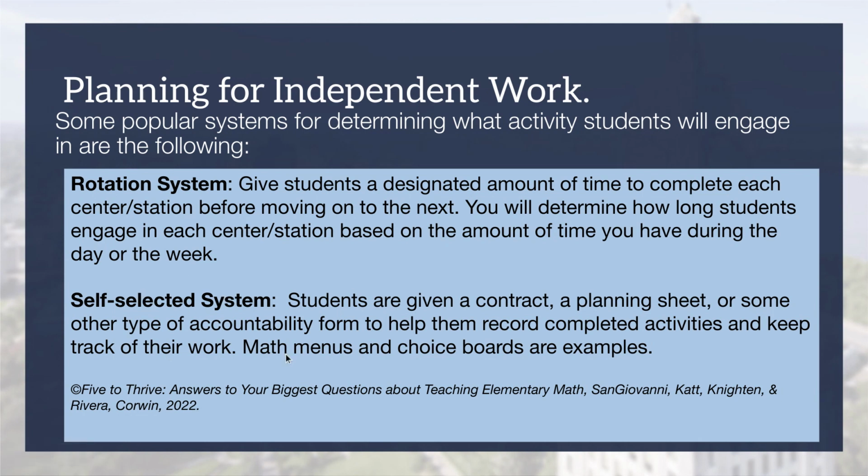A self-selected system. If you notice that all your students are in the same place, which could be possible, but most likely not, students could do a contract and a planning sheet and be held accountable for their work by using math menus and choice boards, which are some examples that can be utilized. So they could select what they're doing, and you could just give them options based on the standards they scored low on.